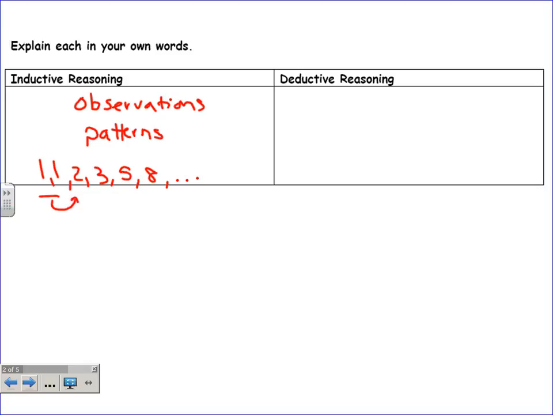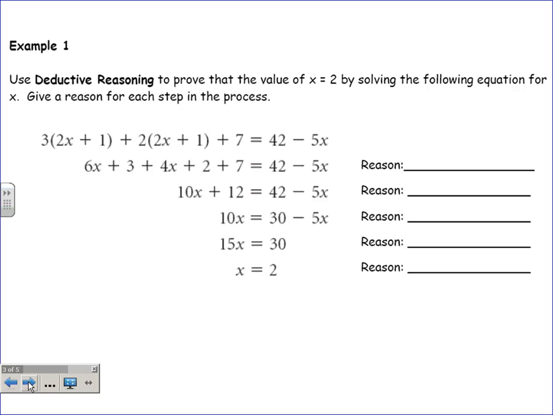Deductive reasoning is based on logic or agreed-upon steps. This is what we're actually looking at today, using deductive reasoning. Below this, there's a really good example. It's based on algebra, which we've studied before. Each one of you should be able to do this. It says use deductive reasoning to prove that the value x equals 2 by solving the following equation for x. Give a reason for each step.